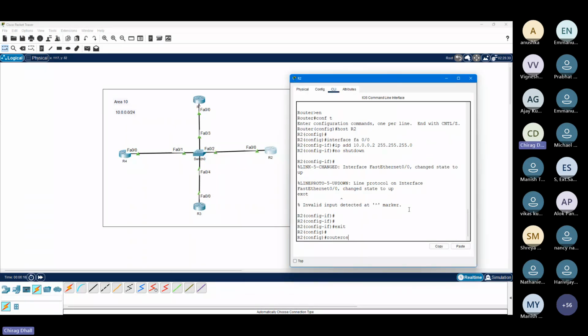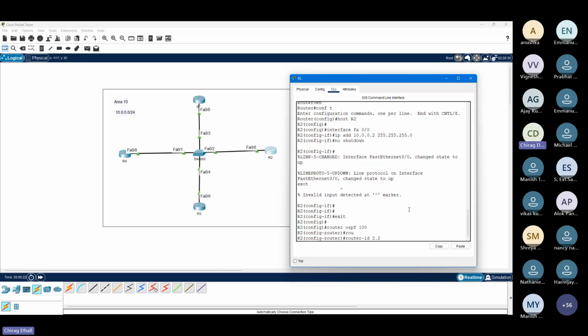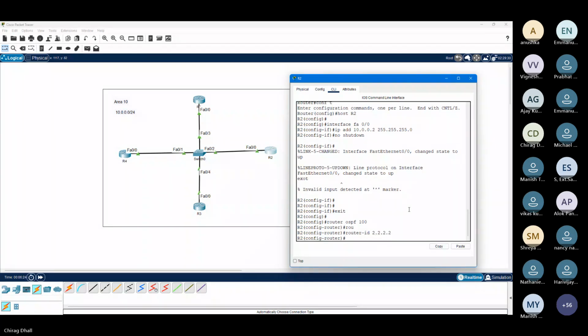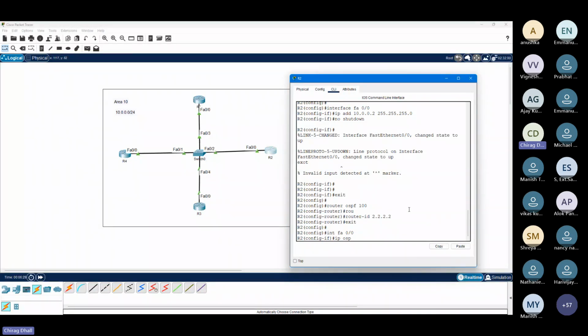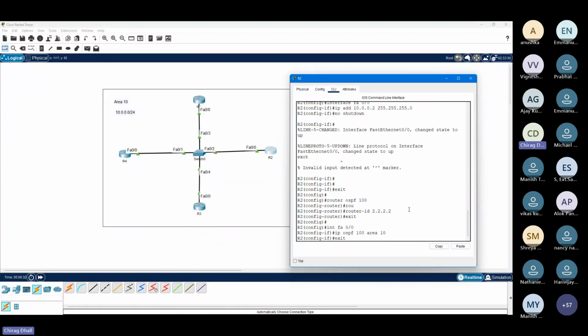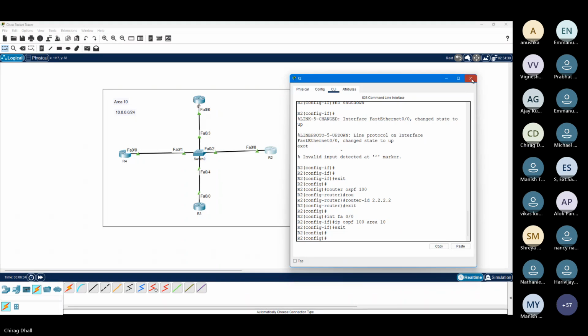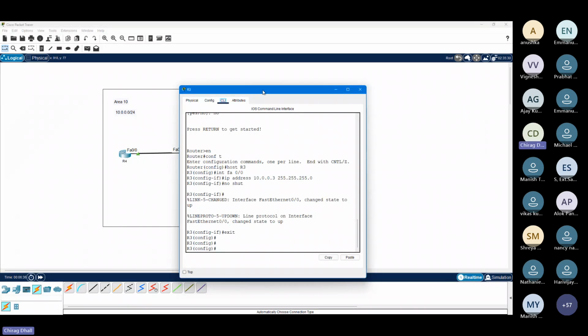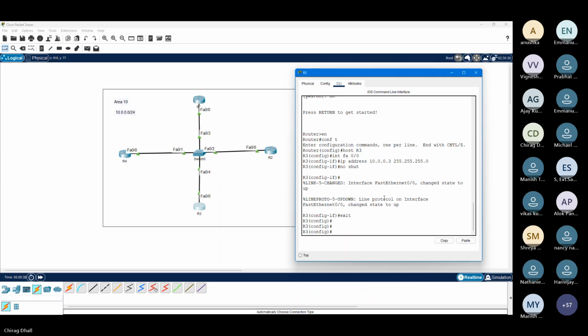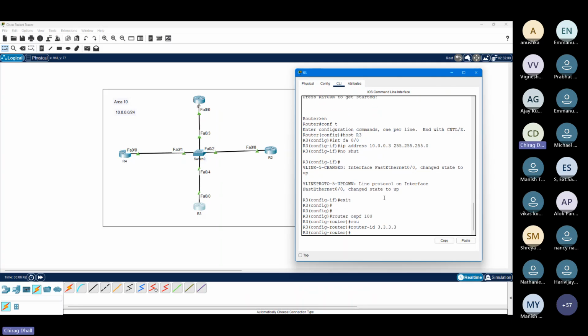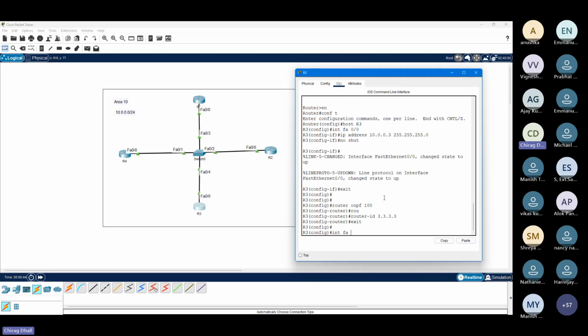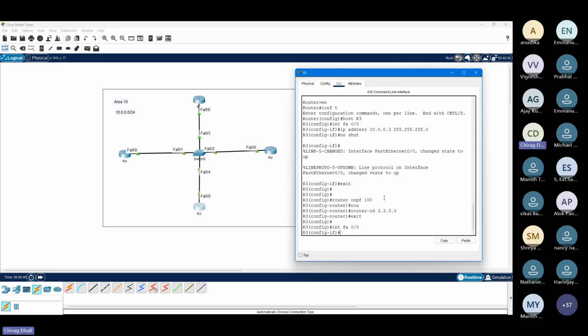Router OSPF 100. Router ID 2.2.2.2. Interface FA0/0. IP OSPF 100 area 10. Exit. Then is my router number 3. Router OSPF 100. Router ID 3.3.3.3. Exit. Interface FA0/0. IP OSPF 100 area 10.